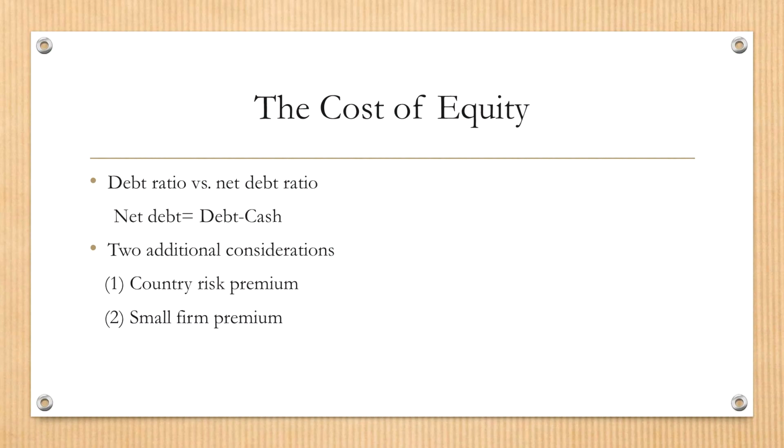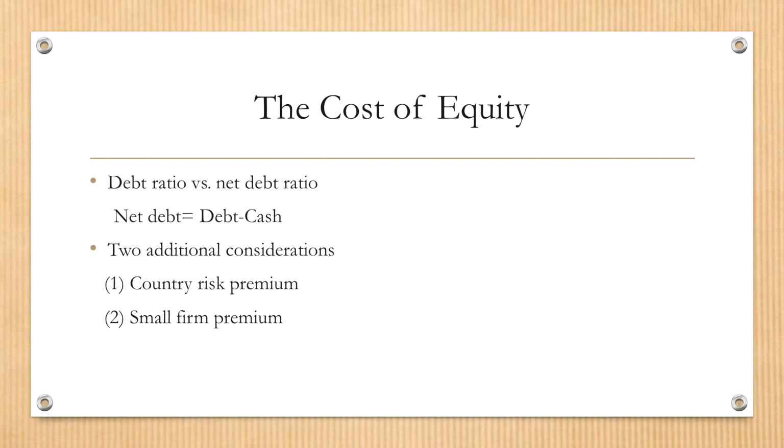And two additional considerations. First one is country risk premium. Once again, you shouldn't double count country risk premium in both risk-free rate and ERP. Right? You only do one. You put this country risk premium in either the risk-free rate or ERP. Best practice is to add this country risk premium into the equity risk premium part, not in the risk-free rate part.